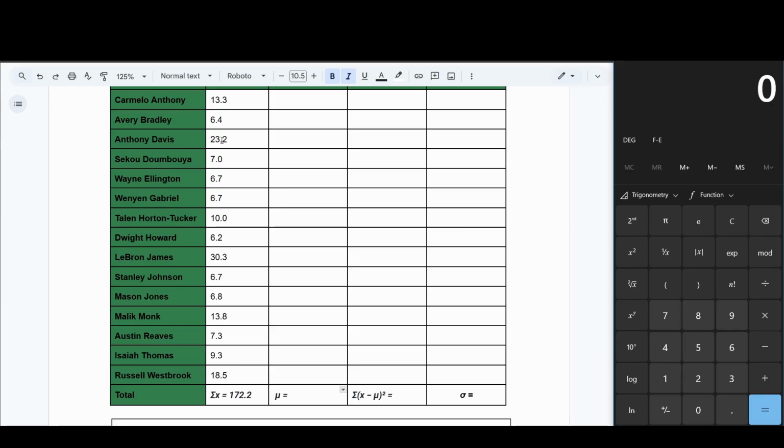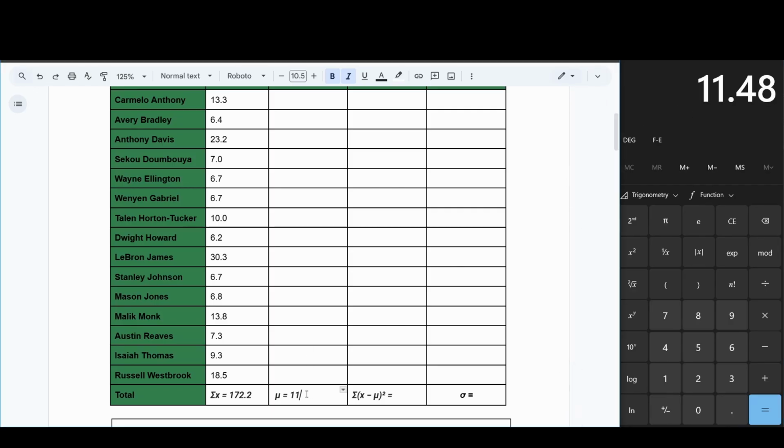Here I've got 1, 2, 3, 4, 5, 6, 7, 8, 9, 10, 11, 12, 13, 14, 15 players. So I am doing 172.2 divided by 15 data points. That means my average, or mu, is 11.48. And for all of these numbers, I'm really just going to round to 2 decimal places. We're going to get some crazy long decimals here, and we don't need all those places. We'll just round to 2.